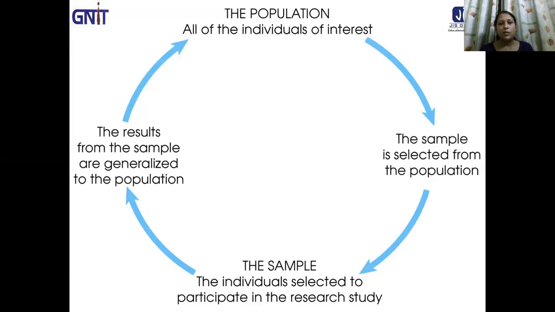So here we can see the cycle. The population: all of the individuals of interest. From this, the arrow shows the sample is selected from the population. Next, the sample: the individuals selected to participate in the research study. And finally, the results from the sample are generalized to the population. Whatever data we have from the sample, we can generalize it for the entire population. Otherwise, it is not possible to collect data from each and every individual. So moving to our next slide.